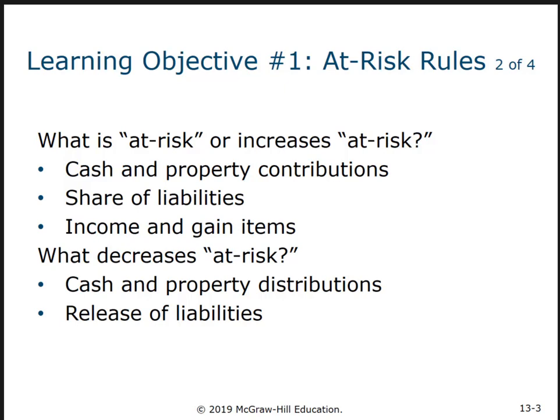Income and gain items change the amount at risk, so they increase it. As you make money year after year, the amount at risk goes up because you can now lose what you earlier earned or gained from the business.